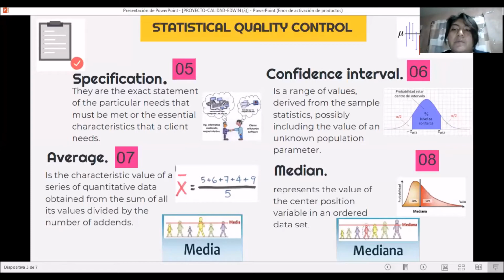And the number 8 tells us about the median. It represents the value of the center position variable in an ordered data set. For example, the person who is right in the middle of the line.